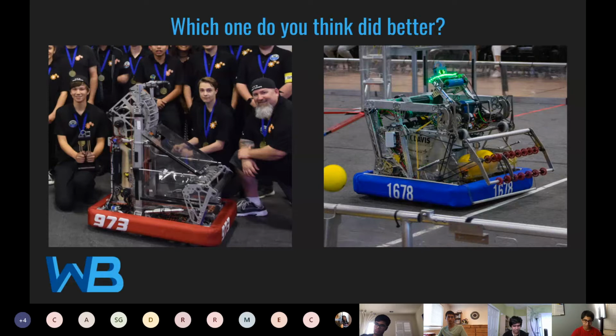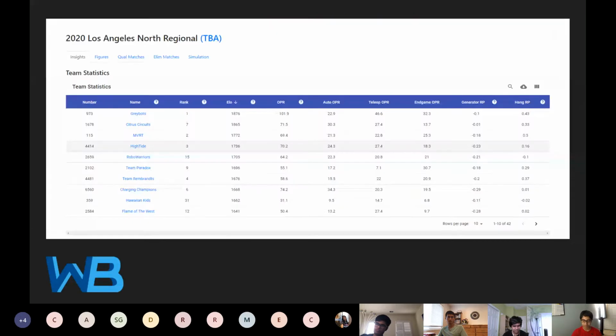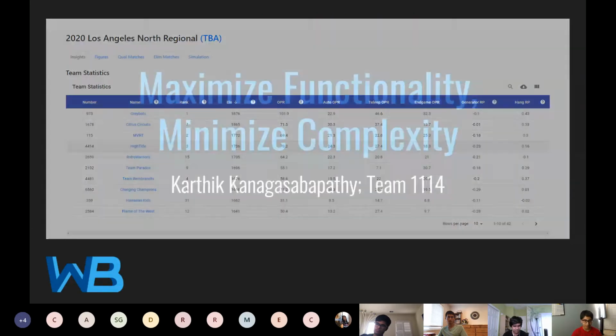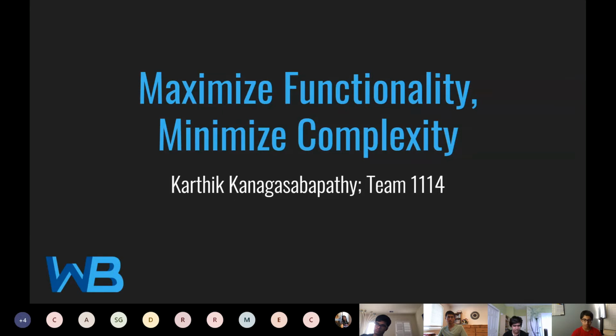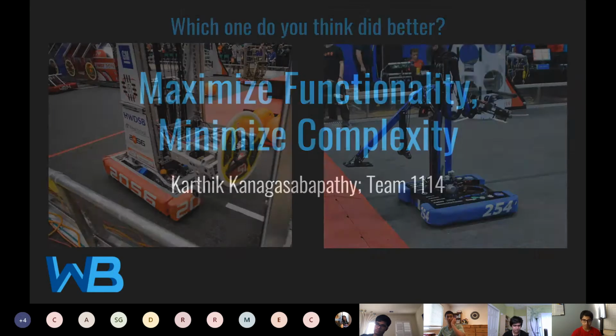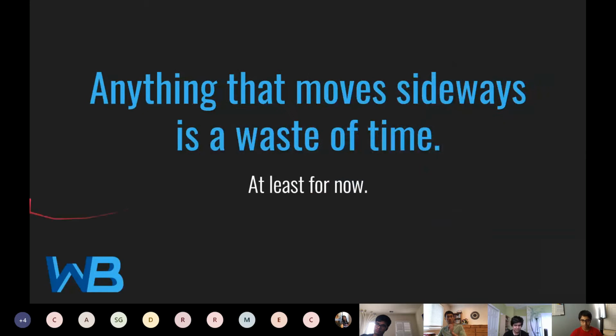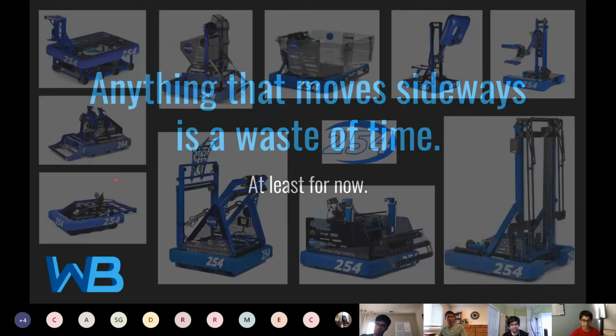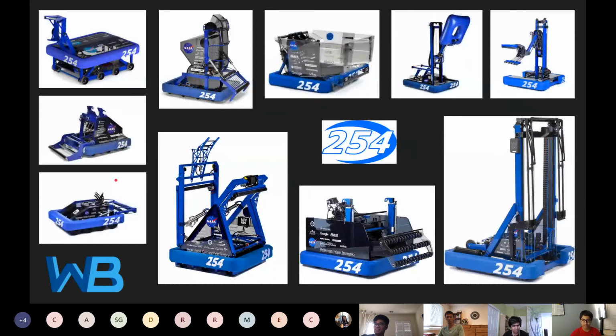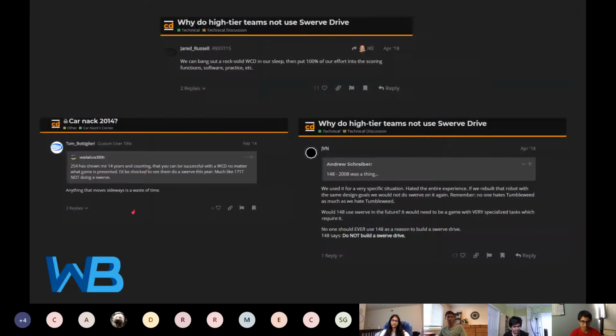Again, we can rock out a West Coast Drive in our sleep. We can get it done by the end of week 1. We can mount whatever manipulators we want to it, and we'll be good, right? Swerve takes time. Swerve takes energy, and honestly, we don't need to put in that effort, because if we can do everything else effectively, we're going to be fine anyway. Moving on, since I think we've talked about this a good bit.